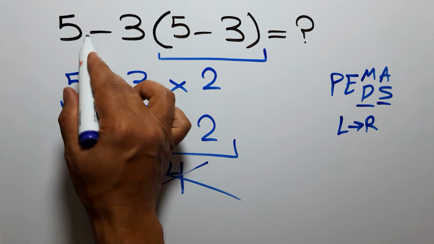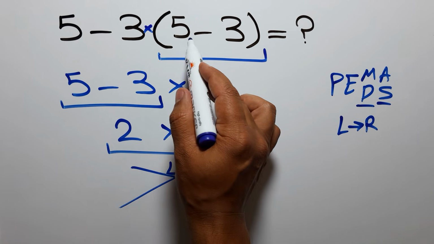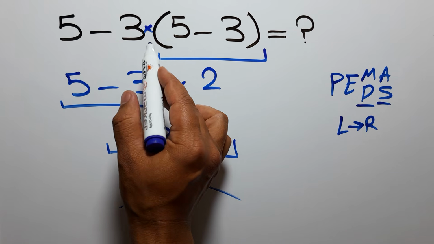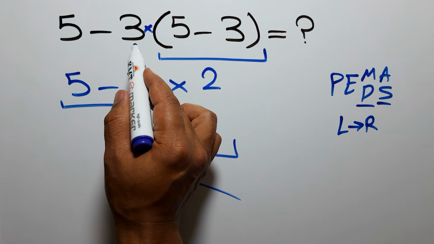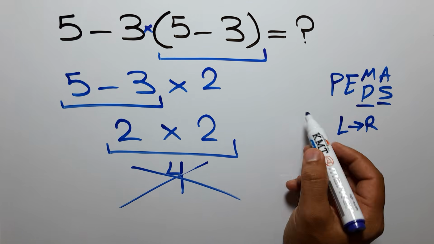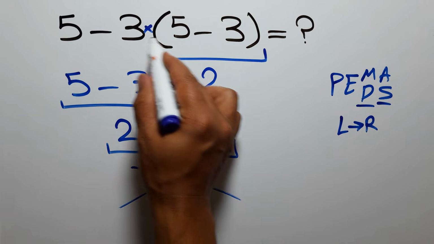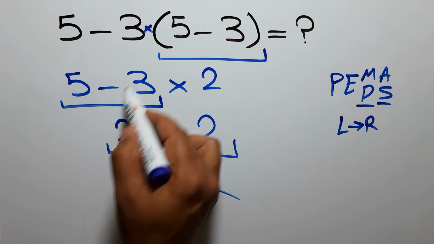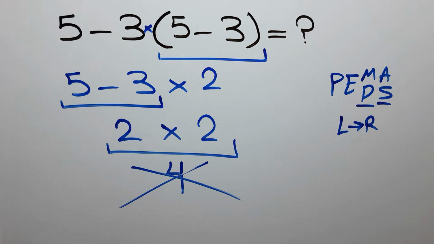In this expression we have one subtraction, one multiplication, and one parentheses. Inside this parentheses we have one subtraction. Here we have a multiplication because in mathematics when a number is placed next to parentheses it means multiplication, and we usually don't write the multiplication sign for brevity. Okay, so according to the PEMDAS, first we have to do this parentheses, then this multiplication, and finally this subtraction. If we do this subtraction before this multiplication, it is wrong.